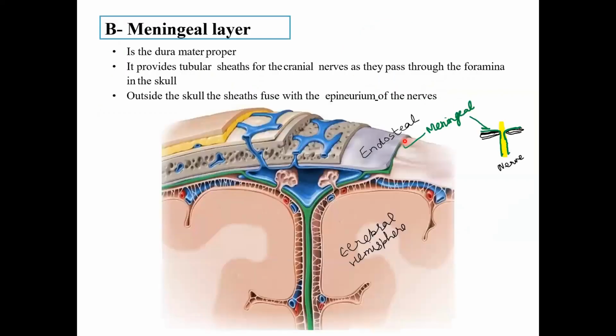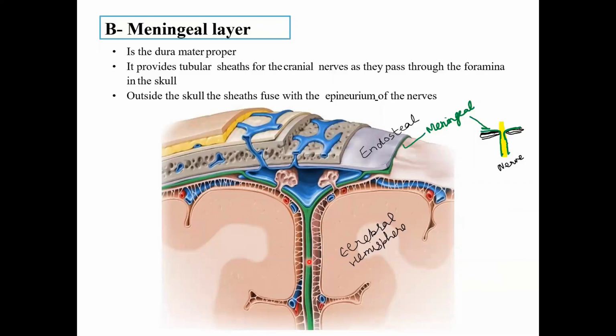Now the meningeal layer of the dura mater. In this diagram we have shown by green color the meningeal layer. This meningeal layer will cover the outer surface of the brain, but it will also dip downward or invaginate downward, and this will form various types of folds, and these folds will divide the cranial cavity into various compartments, and they will also separate the parts of the brain.